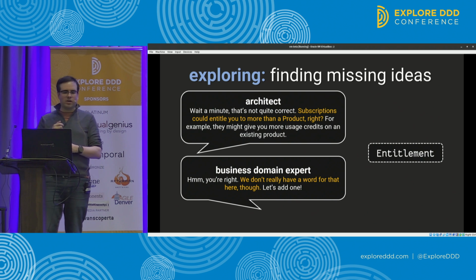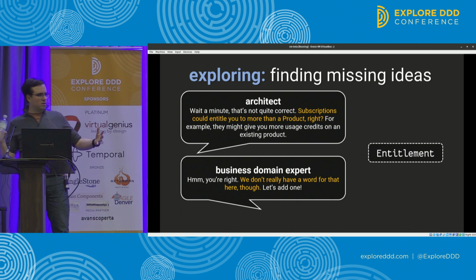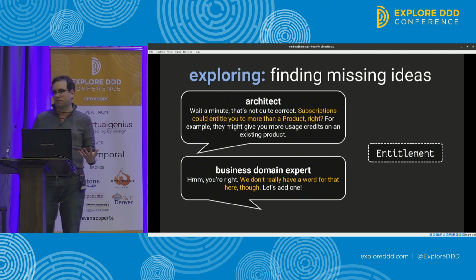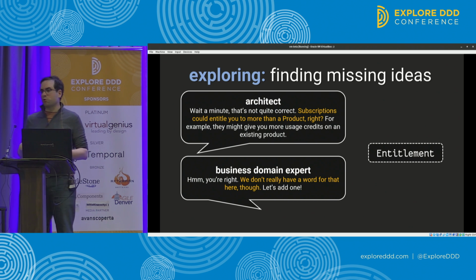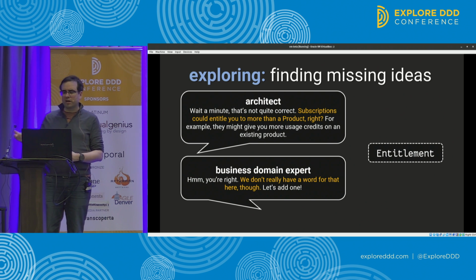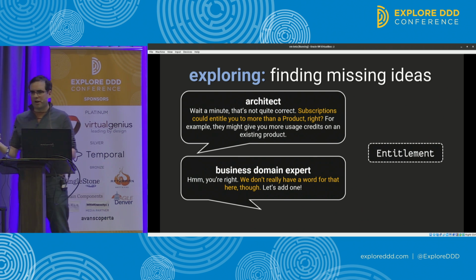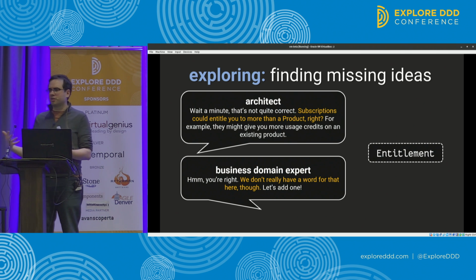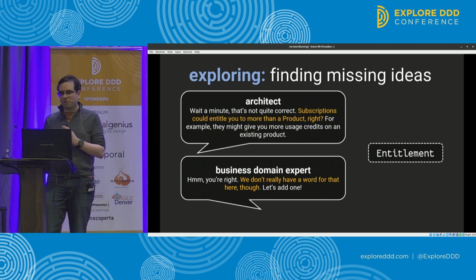So in this example, the architect has noticed that you can get things besides a product by virtue of a subscription. So for example, you might get some bonus usage credits on an existing product, which is not itself a product. That's a different thing. And the business domain expert says, oh, you're right. That subscription does let you get things that aren't products. So we need some word to describe when a subscription gives you something that isn't a product. Maybe that word is entitlement here.